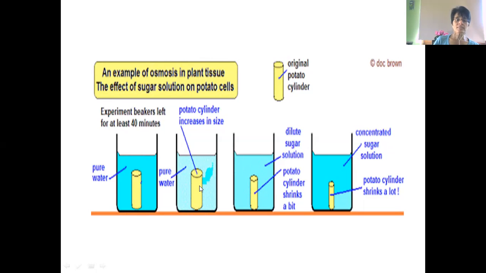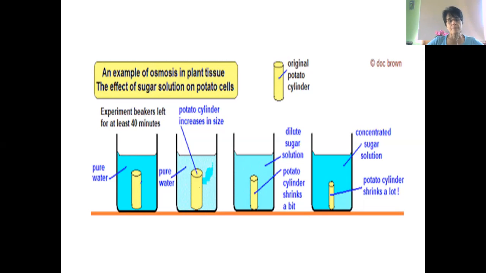Well, the potato cylinder is made of cells, and in those cells, there's water and salt. So the higher water potential or concentration is outside in the pure water in the beaker. So there will be a net movement of water molecules into the potato cells. The vacuoles will swell, push against cytoplasm, the cell walls will expand a bit. So now those cells are turgid, and the potato cylinder increases in size.